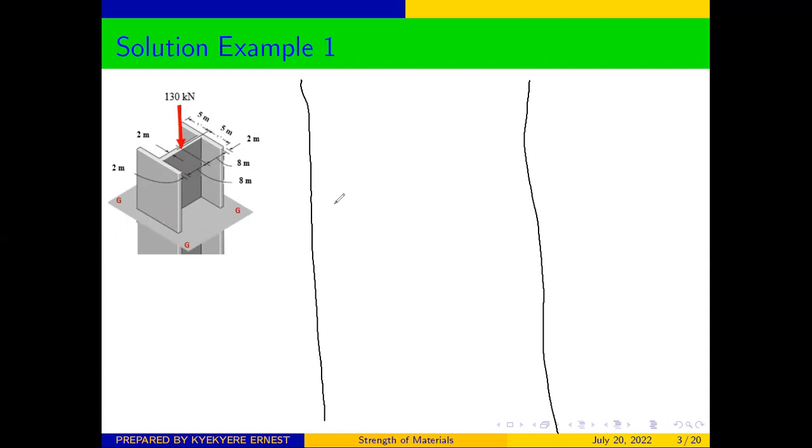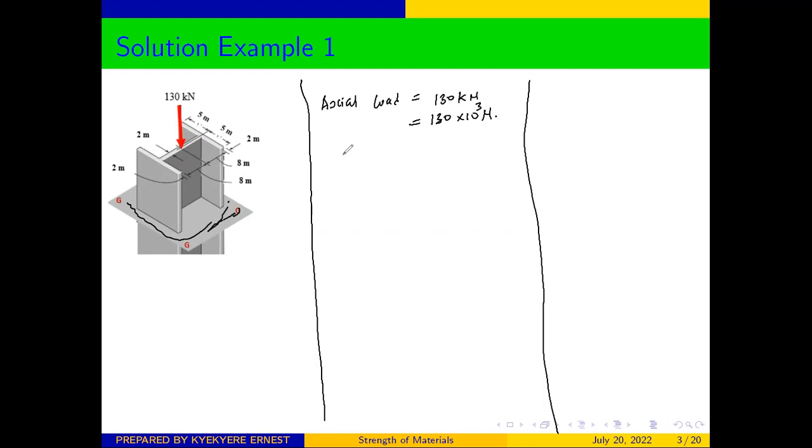We are told to find the normal stress on this plane. When we cut this column transversely along this plane, what will be the stress distribution at that portion? We are told that the axial load is 130 kilonewtons, which is equal to 130 times 10 to the power 3 newtons.